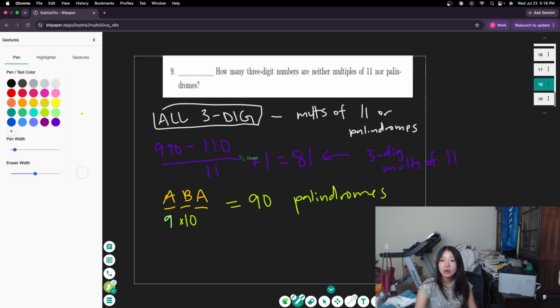So now I want to find, okay, well, how many numbers are both? And so a palindrome is divisible by 11 if and only if its alternating digit sum is divisible by 11, if we think back to our divisibility rules.